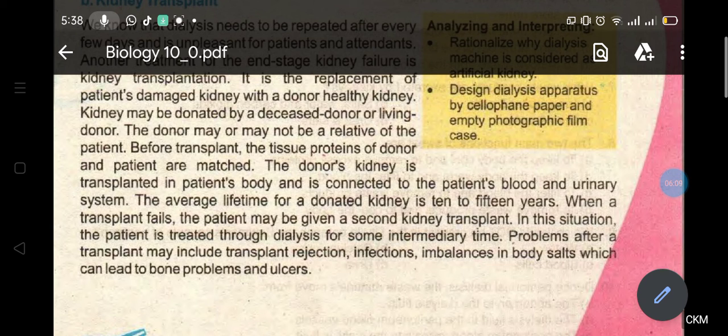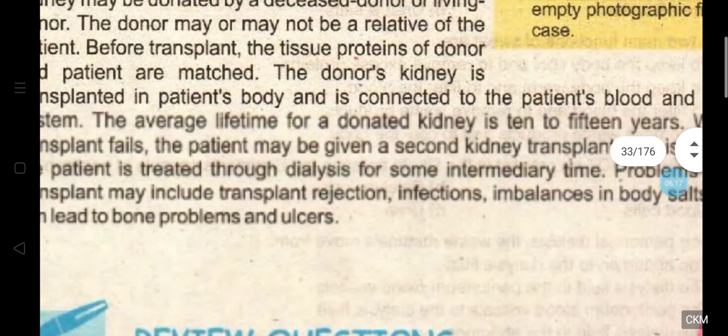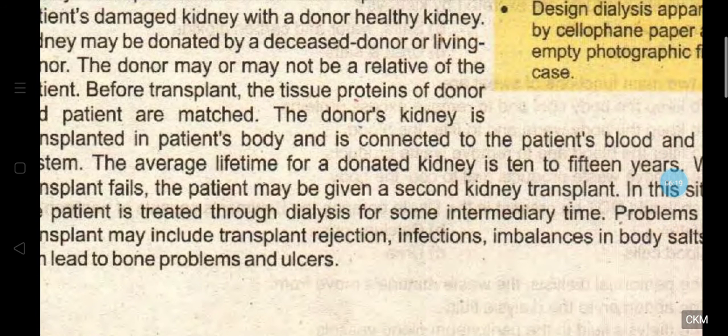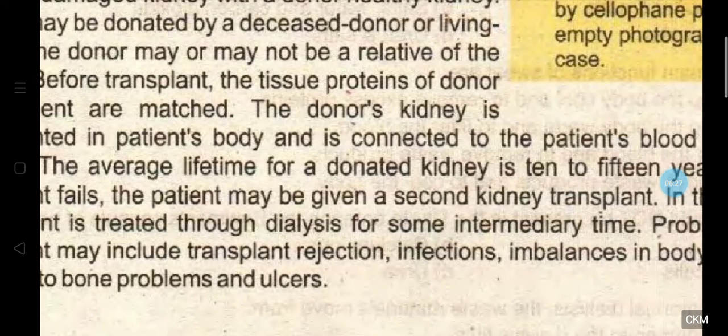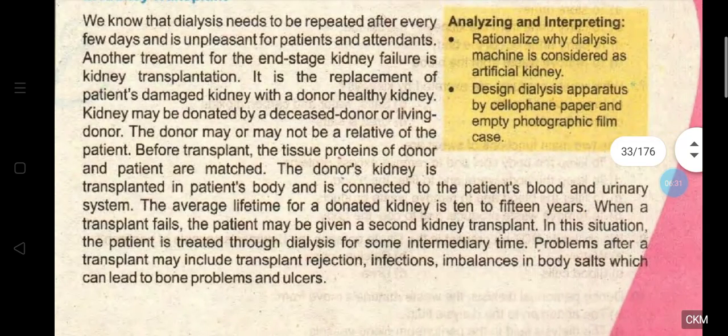Which problems are faced by a recipient after a kidney transplant operation? Transplant may include transplant rejection. The recipient's body may reject the donor kidney, and there can be infection, obviously recurrent infection, especially of the UTI, and imbalance in the body salts, which can lead to bone problems and ulcers.